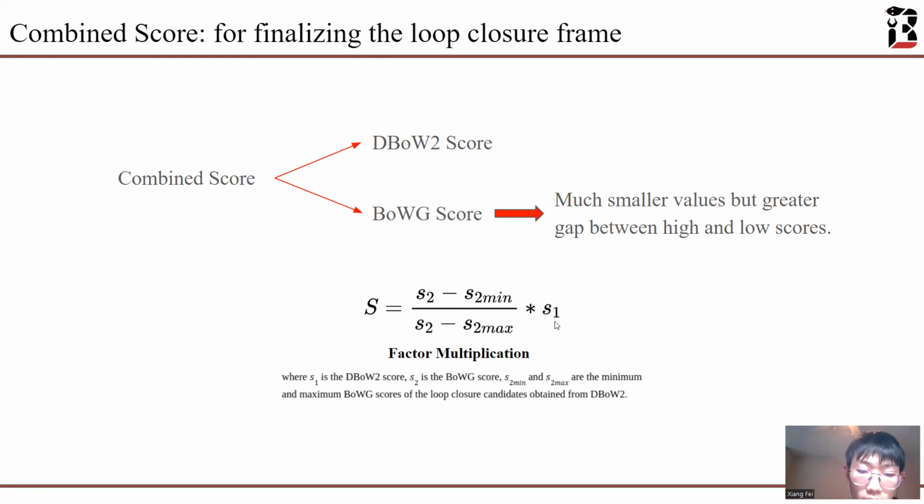And in this way, the combined score has 3 characteristics. First, images with higher DBOW2 and BoWG scores still have higher combined scores. And second, images with higher DBOW2 score but lower BoWG scores will have lower combined scores. Finally, the difference between high and low final scores will be much greater. And these characteristics help us to against perceptual aliasing problem.